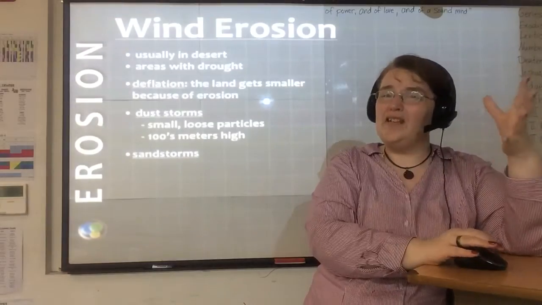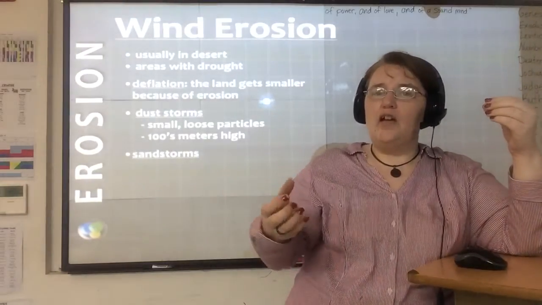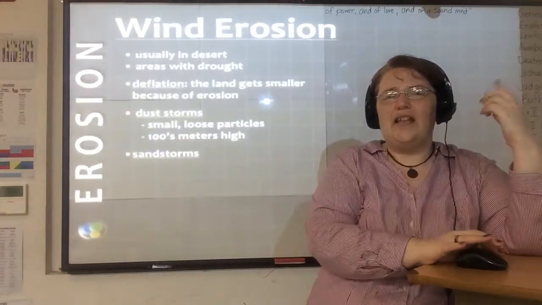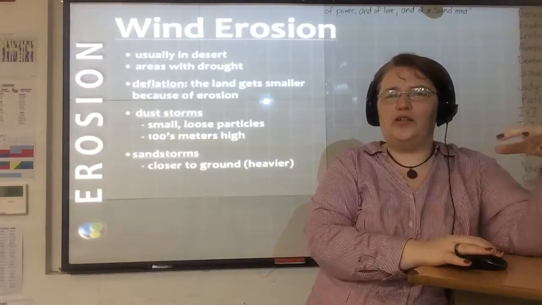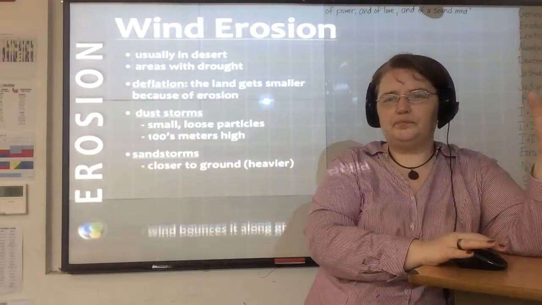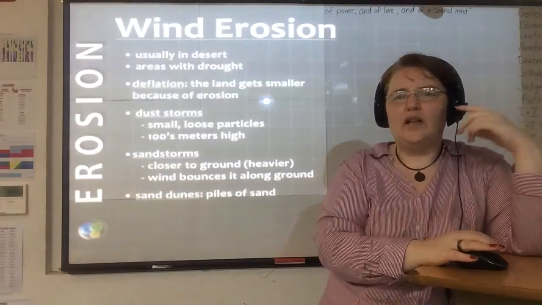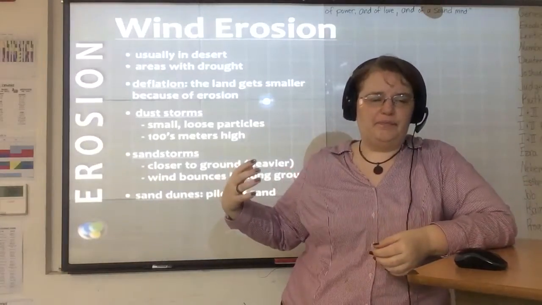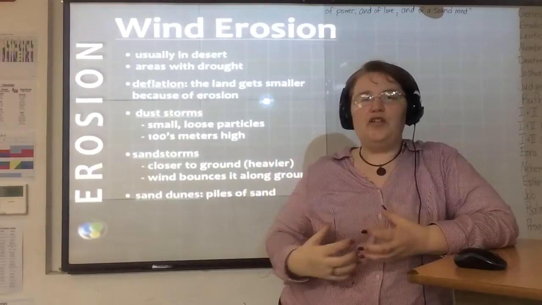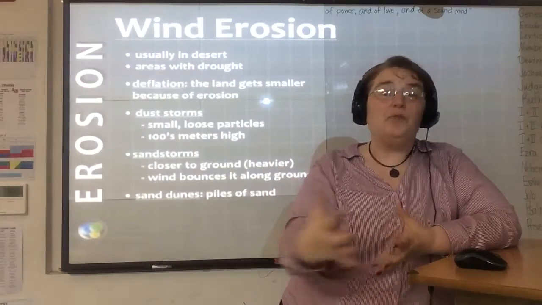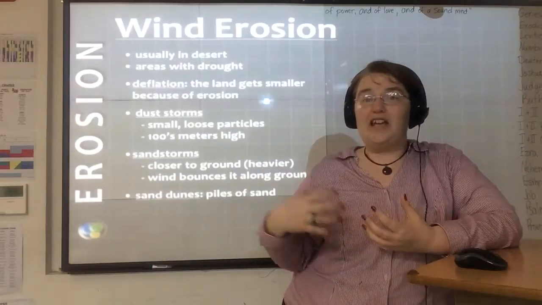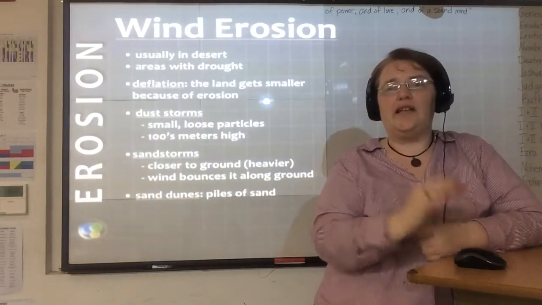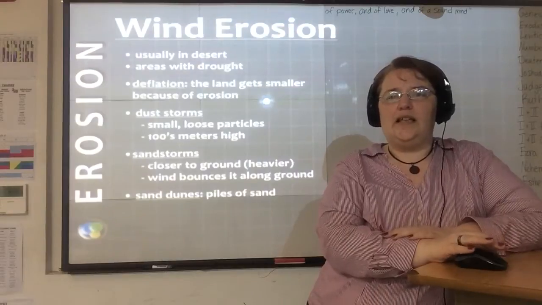Then we also get what we call sandstorms. Now, sand is heavier, so it's going to be lower to the ground, but the wind pushes the sand along the ground, causing it to bounce. When you have wind erosion, you're obviously going to make the sand move or the sediment move. And it could cause things like big piles of sand called sand dunes. And we're going to see examples of each one of these things in the next slides.